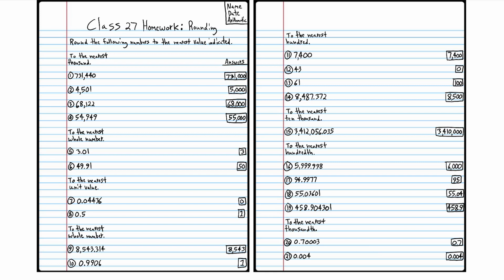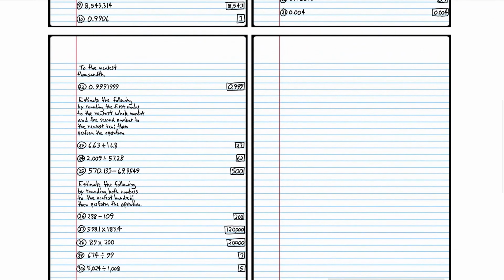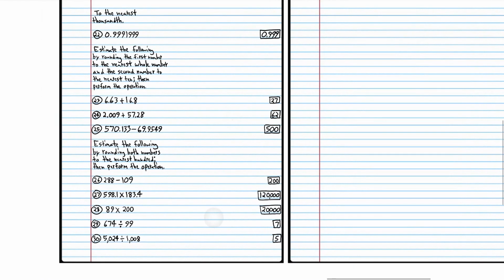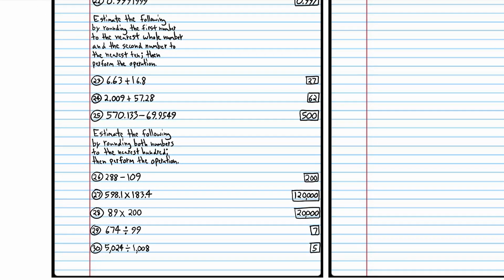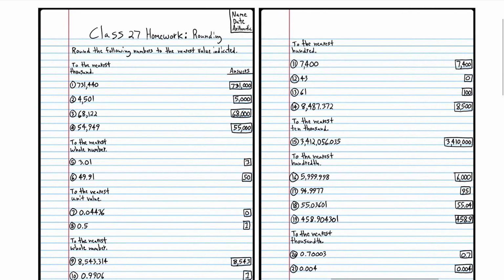So let's see here. What else can I remind you of? That's pretty much it. There's 30 problems, but as you can tell, these problems are fairly simple. The only ones that might be difficult is the last 8 problems. You actually have to do operations, but again, you can review from previous classes if you're not sure about those. All right, so that's class number 27.